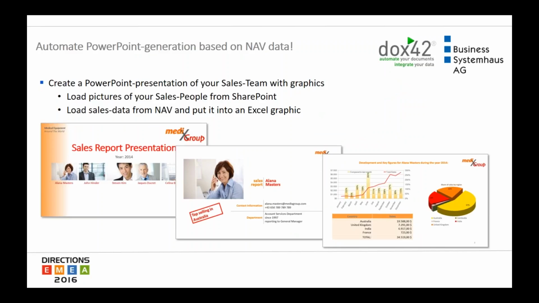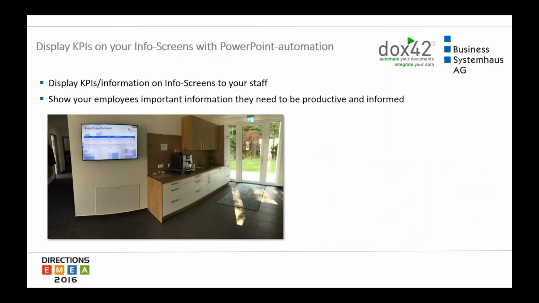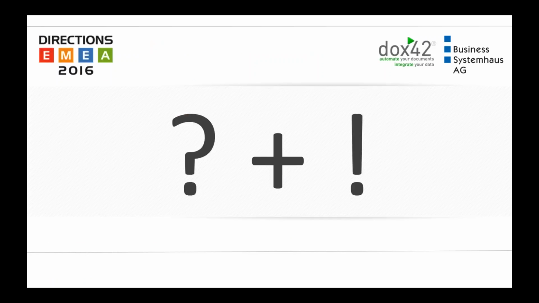And of course presentations. We saw how you can create presentations with dox42, and you can do individual product presentations, for example, or sales reports. So there are a lot of options for what kinds of presentations you can create automatically. What you can do with these presentations is put them on an info screen. What you see here is the coffee kitchen of BSH in Bayreuth, and they are visualizing the project status of their running projects on an info screen, or KPIs of the company. But you can also imagine visualizing the status of machines, of production, and so on on an info screen. It's digital signage at a very low cost and very easy to realize. So these are just a few ideas of what you can do with dox42 and dox42 NAV Document Creator.